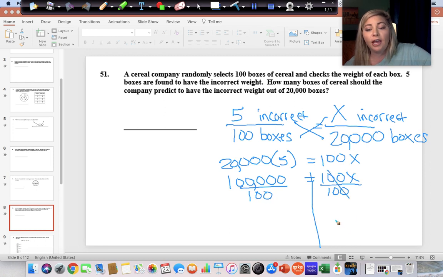This side is going to cancel, and we're left with x is equal to 100,000 divided by 100, and that gives us 1,000. So 1,000 of the boxes have an incorrect weight.